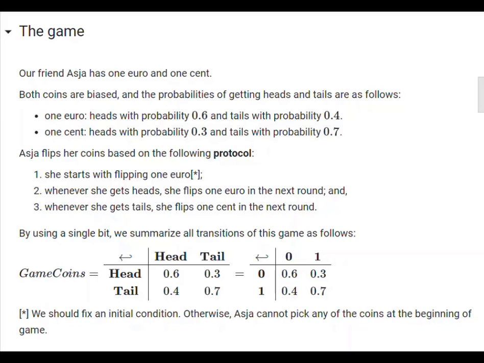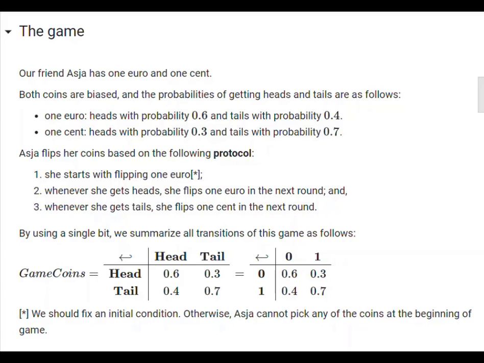We should fix an initial condition, otherwise Asia cannot pick any of the coins at the beginning of the game. Whenever she gets heads after flipping, she flips €1 in the next round, and whenever she gets tails, she flips 1 penny, 1 cent, in the next round.